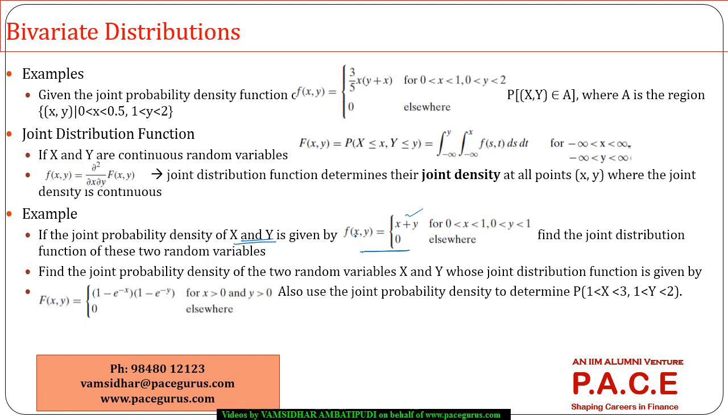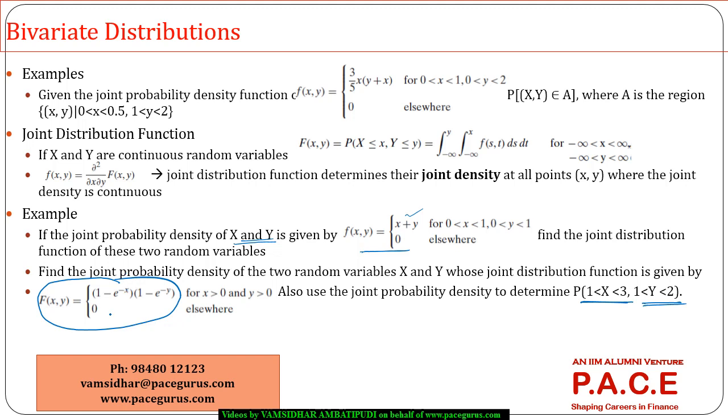Then look at one more. Find the joint probability density function of the two random variables x and y whose joint distribution function is given by this. So the distribution function is given. From here I want to find out the density function, and from there I also want to find out the probability that x will take values between 1 and 3, and y will take values between 1 and 2. So from the distribution, if I have to find the density, I have to resort to partial differentiation.